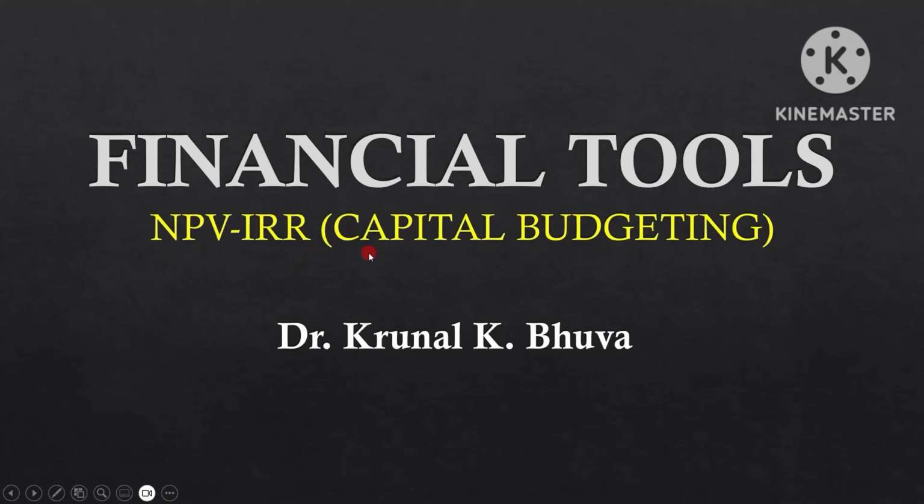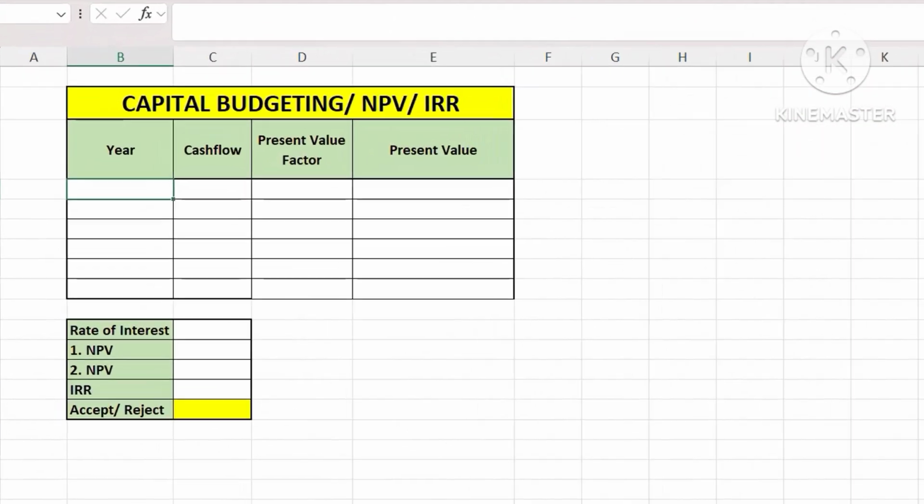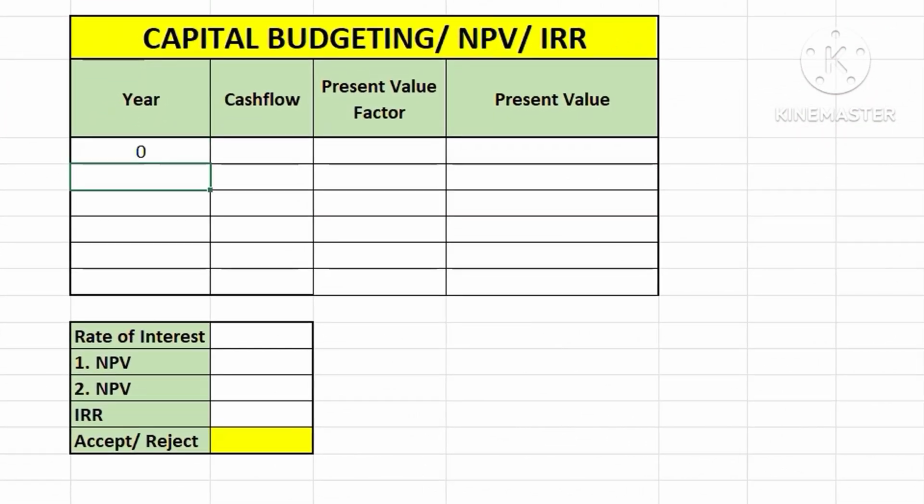So this is a very quick video, presented by Microsoft Excel, and we are going to see NPV and IRR, that is net present value and internal rate of return. Now let's assume the project is having 5 years, having initial investment of 50,000.